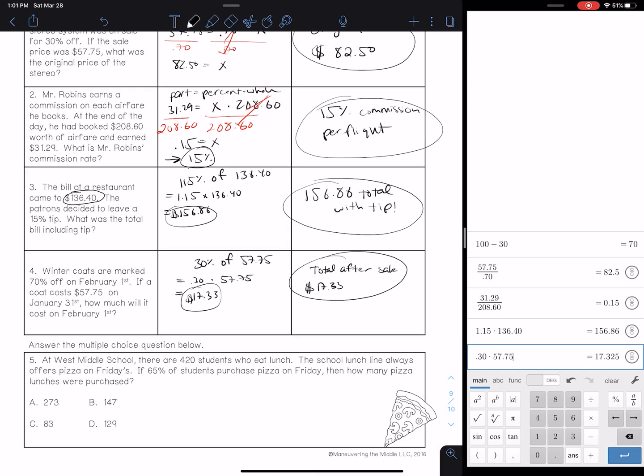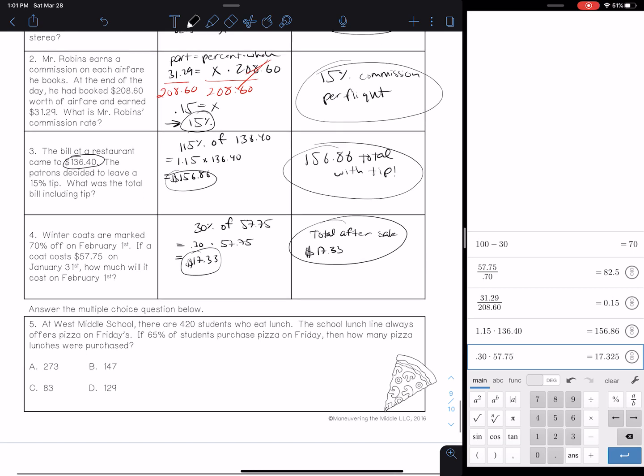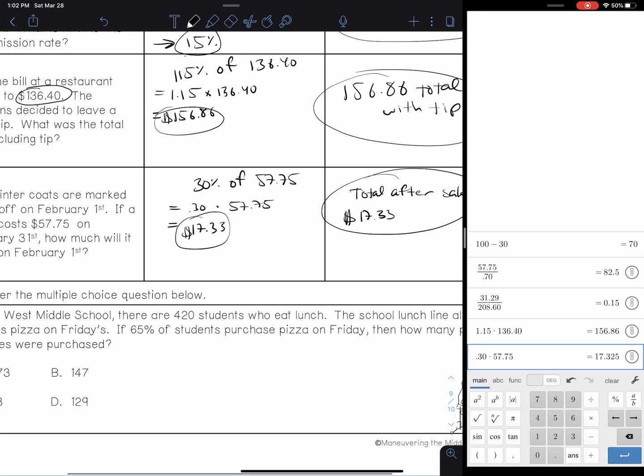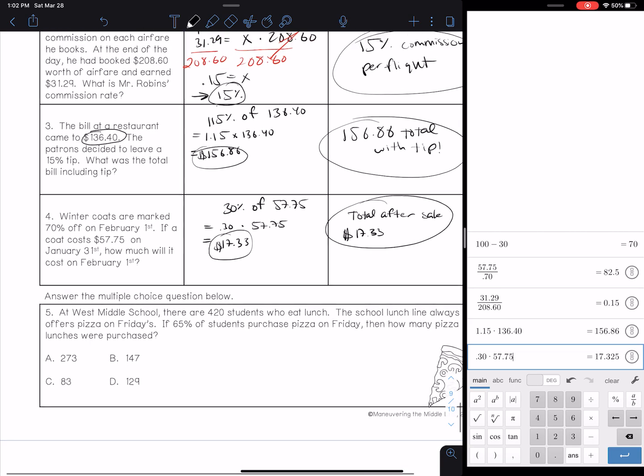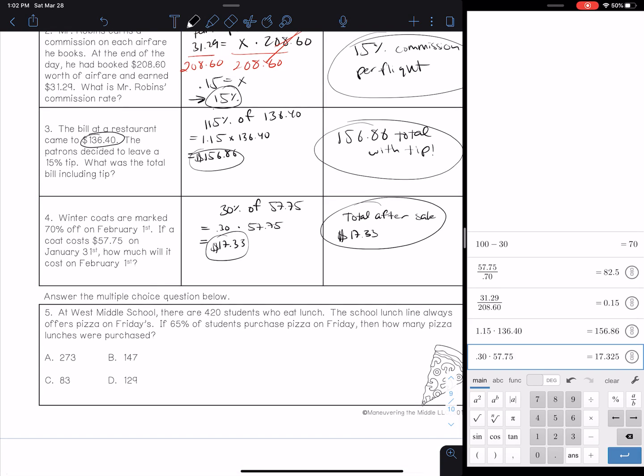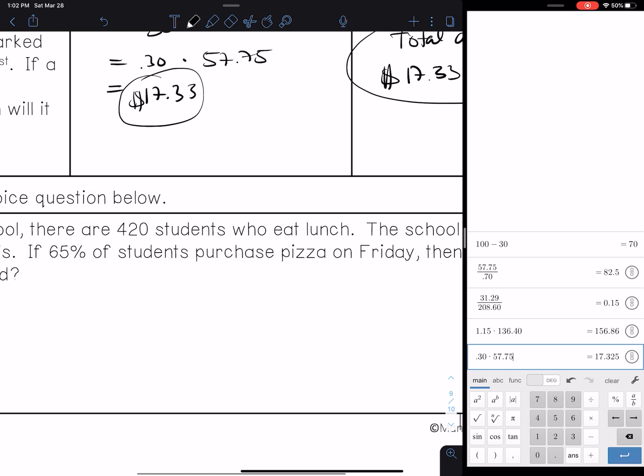All right. Number 5, at West Middle School, there are 420 students who eat lunch. The school lunch line always offers pizza on Fridays. If 65% of the students purchase pizza on Fridays, then how many lunches were purchased? Okay, so let's see what we got. So 420 in total eat lunch. So what do we think that number represents? Is that part or the whole? Let me write our equation first.